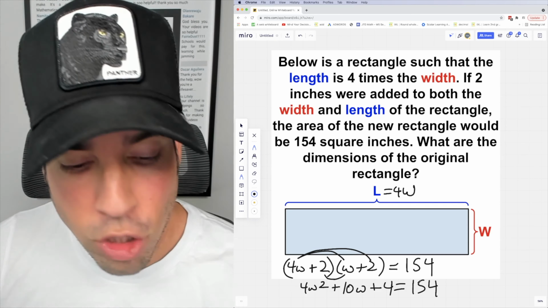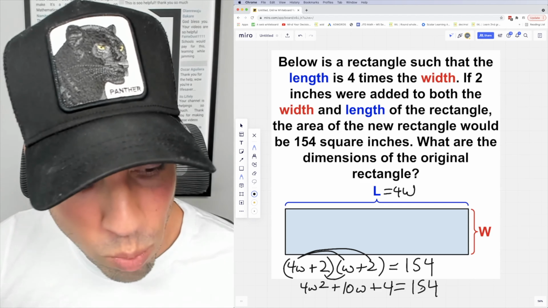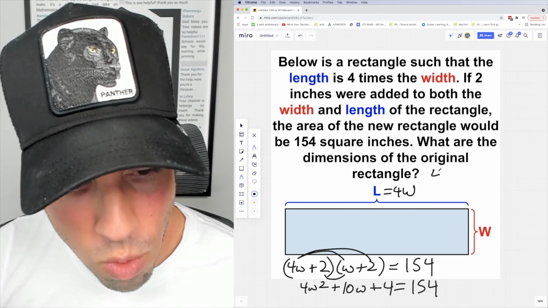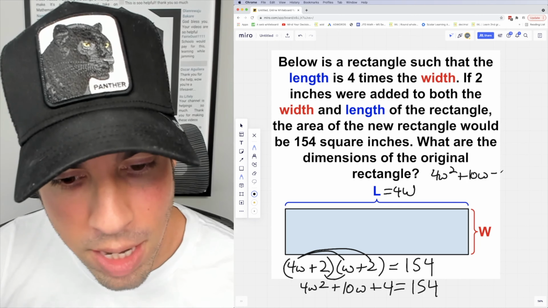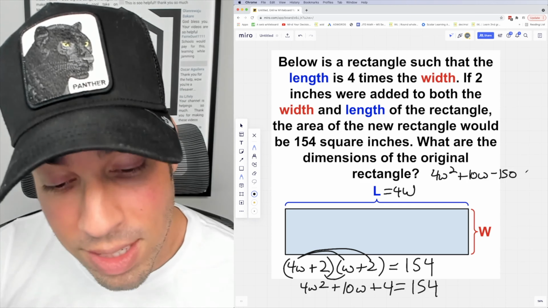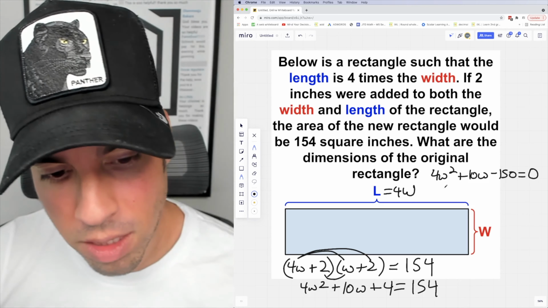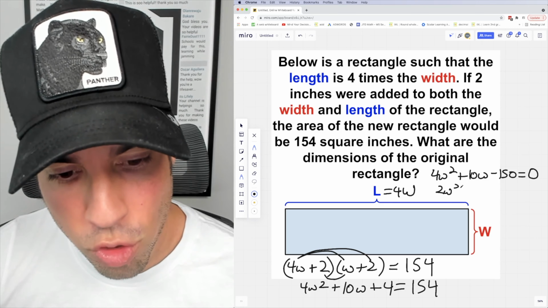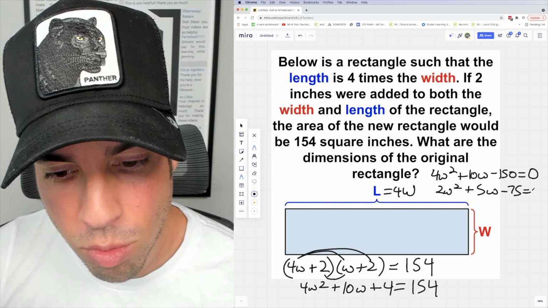154. Now with all quadratics, we're going to set everything equal to 0. So I'm going to subtract 154 from both sides. This gives me 4w squared plus 10w minus 150, because 4 minus 154 is negative 150, equals 0. Finally, I'm going to divide everything by 2 to make it a little easier, and we've got 2w squared plus 5w minus 75 equals 0.